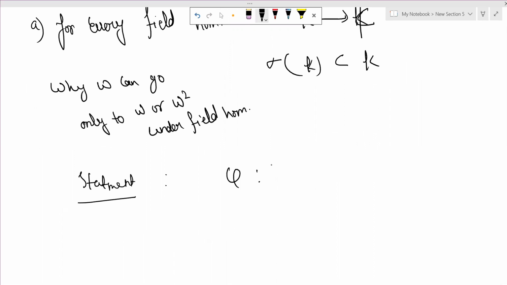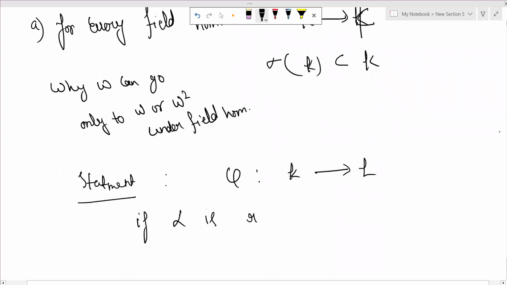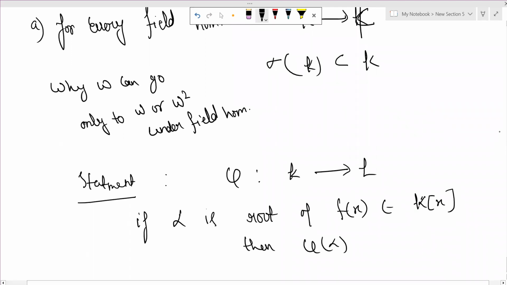Suppose phi maps K to L, where these are two field extensions of Q. Then I am saying that if alpha is a root of f(x) belonging to K[x], then phi(alpha) is also a root of f(x) belonging to L[x].